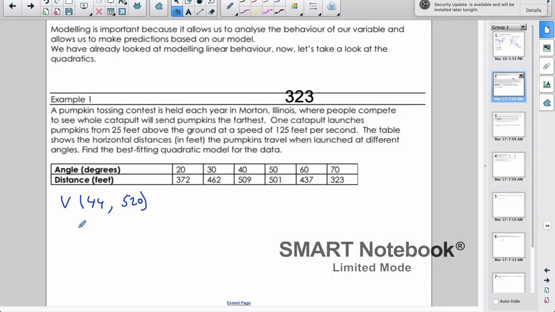And so we can write in vertex form, y equals a, we don't know the a value, we're going to find that algebraically, times x minus 44 squared plus 520. You can even use the d and a variables instead of x and y if you want.